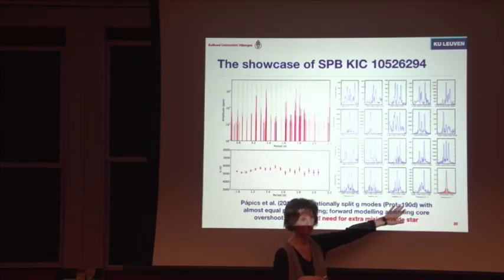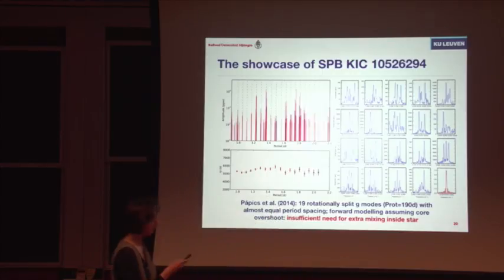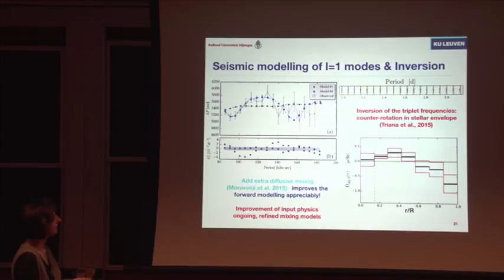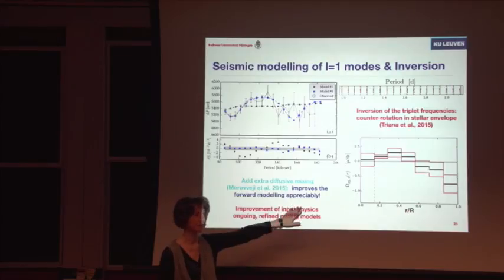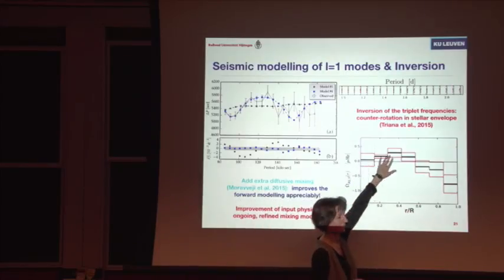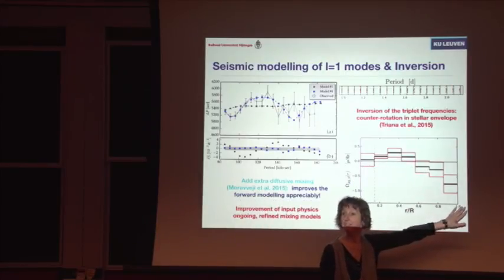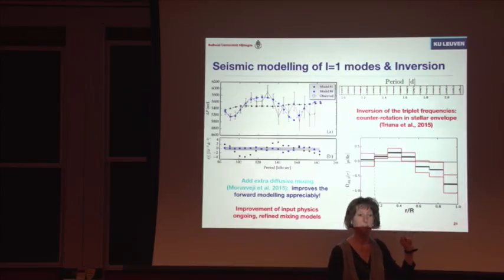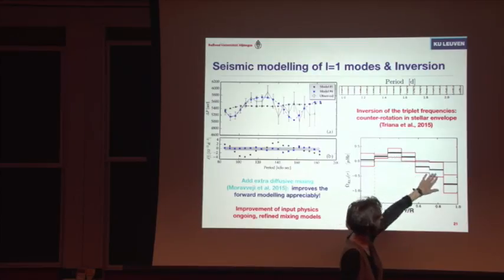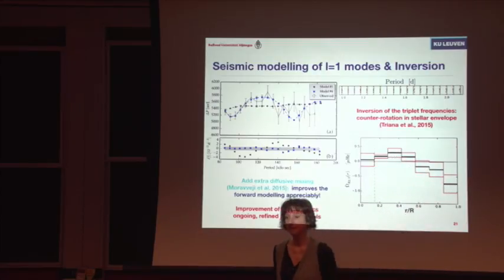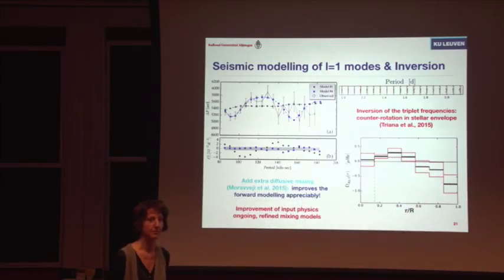It's a B star, so it should be a rapid rotator. It's not. And we can model the period spacing and find out an inverted rotation profile. This is the first one we ever obtained of a massive star. And it's not a nice, cleaned, colored diagram as for the sun, but it's for a massive star. And what you see, and we cannot avoid this, is counter-rotation in the envelope of this star.